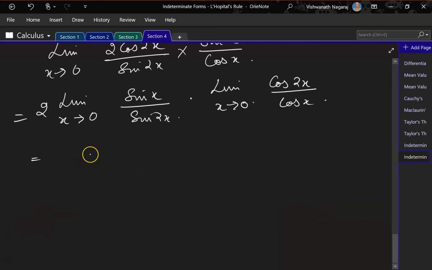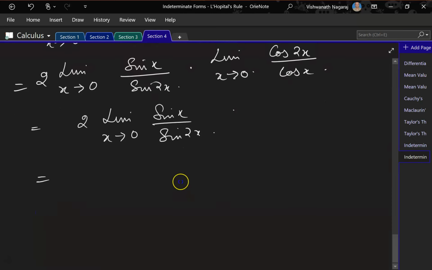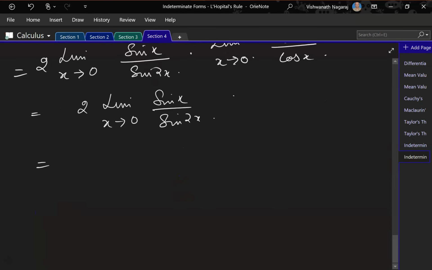Now here what happens? Cos 0 is 1. 2 times 0 is 0, so cos 0 is 1. So which means we are left with only the first limit, sin x by sin 2x. This would become, once we take the limit, this will become 1 by 1. So we can ignore it. Now let's do something here. Now here really we can't do anything.